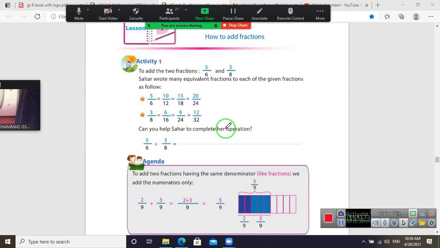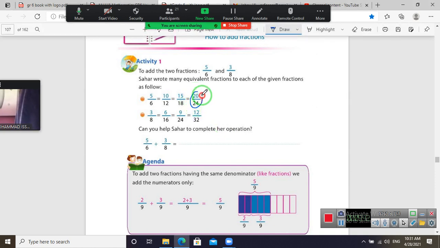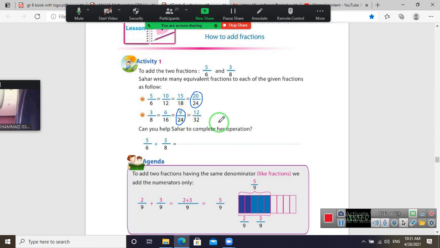Look, teacher, there is a rule you should memorize very well. To add 2 fractions, they should have the same denominator. If they don't have the same denominator, I cannot subtract or add 2 fractions. So you can choose from the given fractions the equivalent fraction that has the same denominator. What do we have? The 24. Did you see the 20 over 24? I will write 20 over 24 instead of 5 over 6, plus the 3 over 8, which is also 9 over 24.